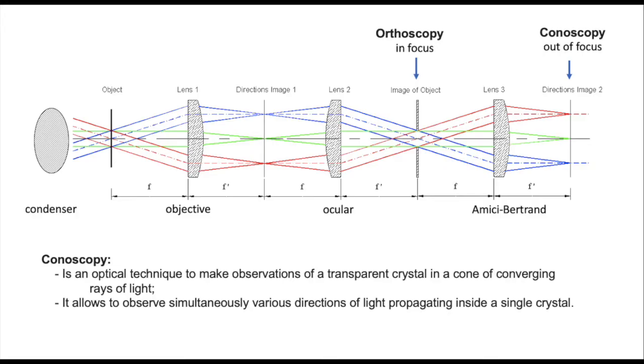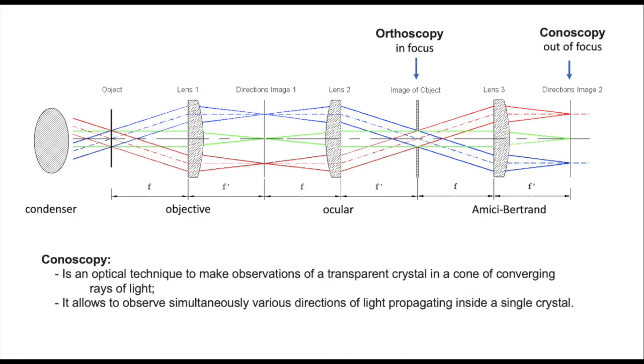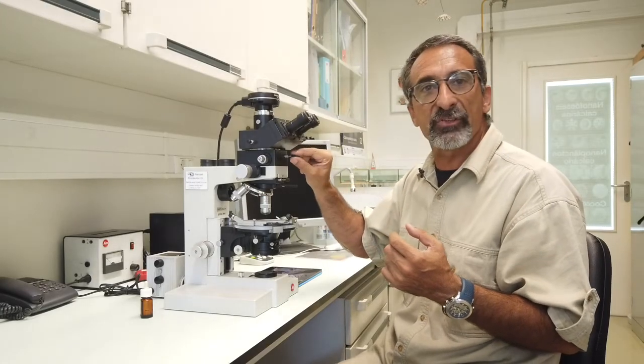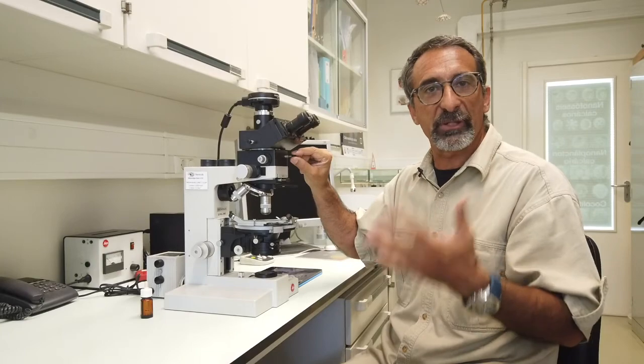First, we need to change the observation conditions on the microscope by changing from cross-polar orthoscopic observations to a cross-polar conoscopic observation. The first is the one we have been using so far, in which the mineral is in focus. The second is a different method in which the object is out of focus and we need to insert an extra lens, the Amici-Bertrand lens that we referred to in the first video.